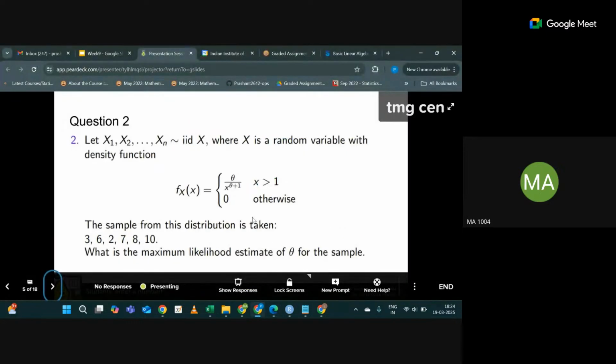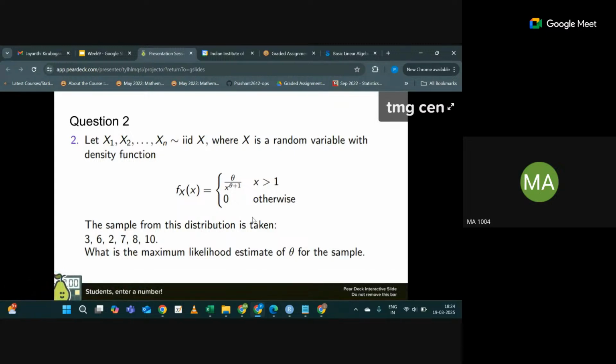Here f of x is given to you. Is this continuous or discrete? Continuous, because it's a PDF. We are talking about density, we are not talking about masses. So f of x is given to you, and a sample from this distribution is taken. These 6 samples have been observed. What is the maximum likelihood estimate of theta for this sample?